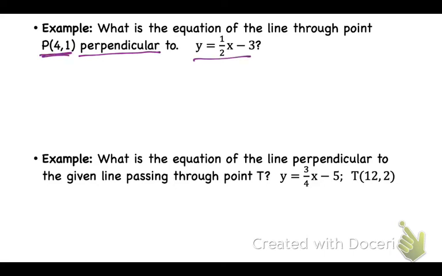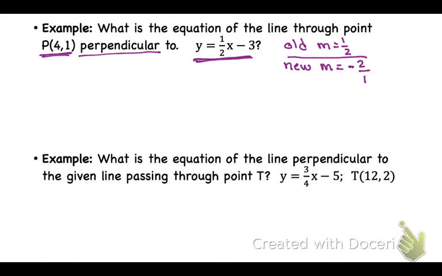So I need a slope. So the first thing I'm going to say is, what is my old slope? What's my old slope right here? 1 over 2. Okay, so old slope is 1 over 2. So for the new slope, this 1 over 2 is positive, so my new one has to be negative. And then the reciprocal of 1 over 2 is 2 over 1.